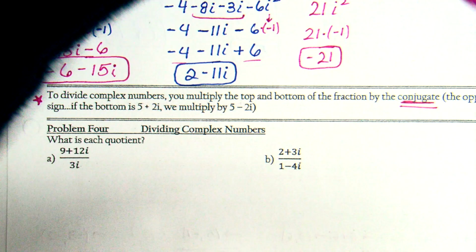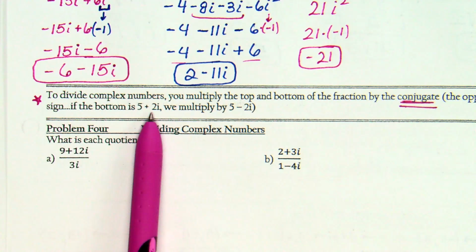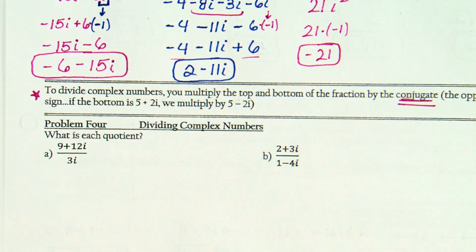Just like you can't leave a radical or square root in the denominator, you can't have an i in the denominator. So to divide complex numbers, you multiply the top and bottom of the fraction by the conjugate of the denominator. Okay? So, for example, if your denominator is 5 plus 2i, then we're going to multiply by 5 minus 2i. And by multiplying by the conjugate, we're going to get the i's to cancel out. So even though it says to divide the complex number, the key is really to get rid of the i in the denominator.